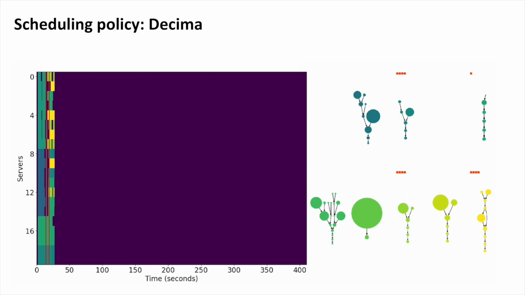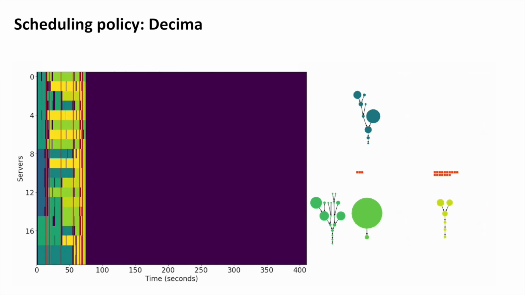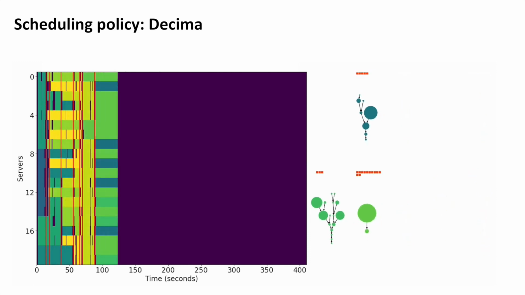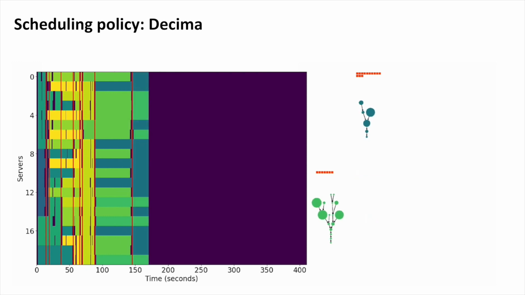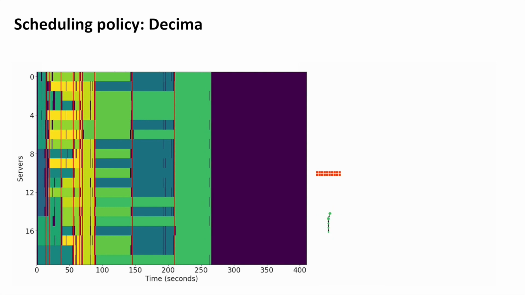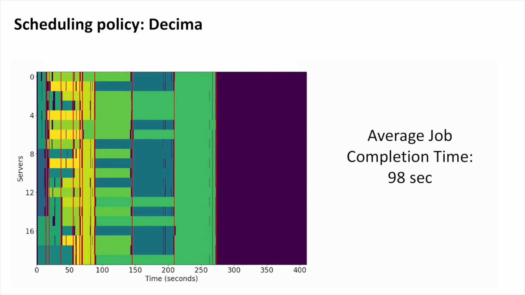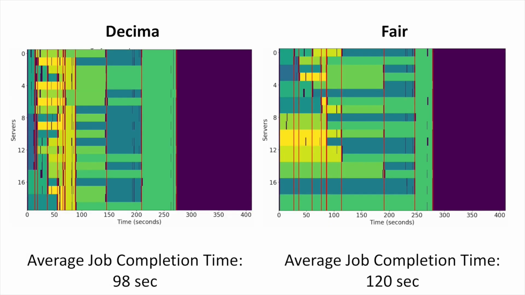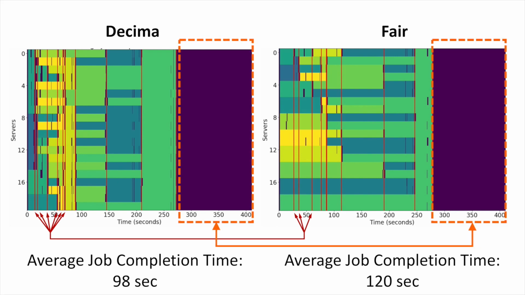Decima learns to leverage the advantages of shortest job first and fair sharing. It learns to selectively focus the servers on certain small jobs to finish them quickly while still leaving no resource idle. Comparing Decima to fair sharing, Decima is able to prioritize jobs much better, where it packs many small jobs to finish them early on. And at the same time, it still uses resources as efficiently as the fair scheme.